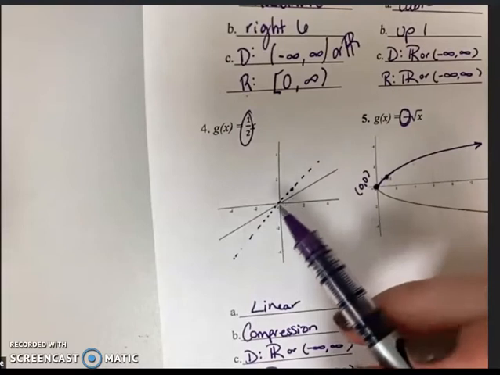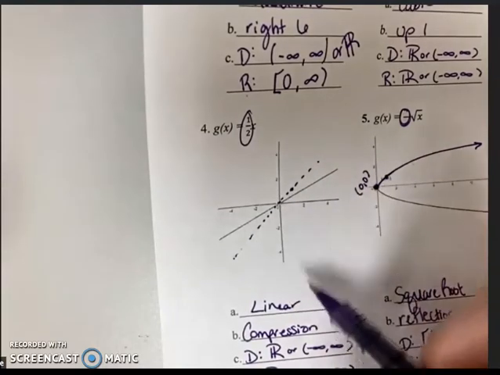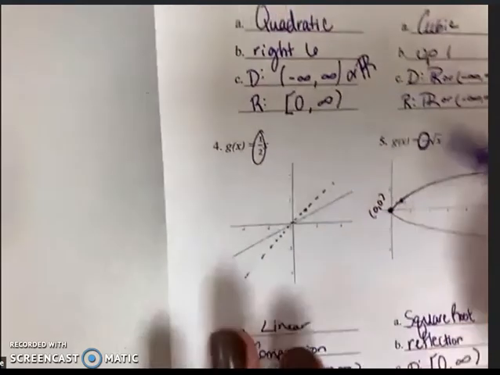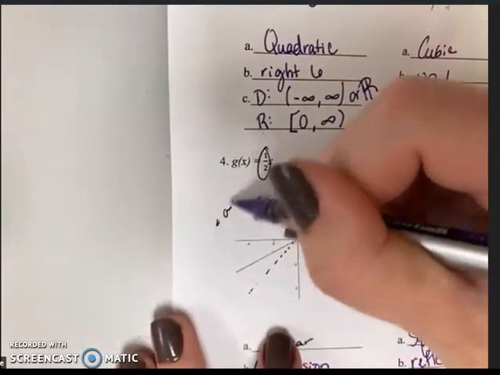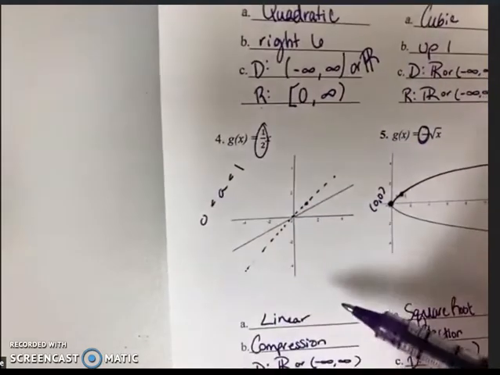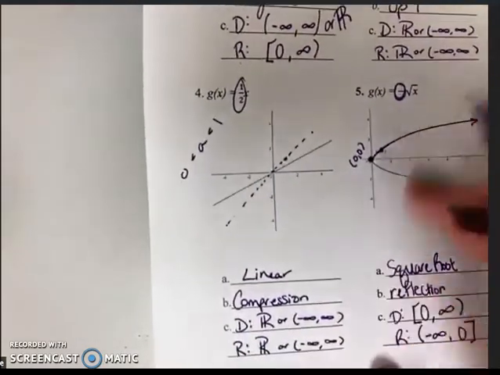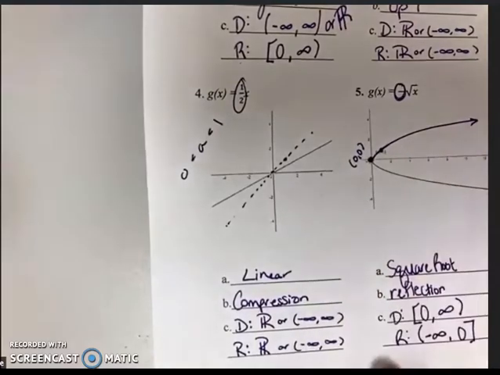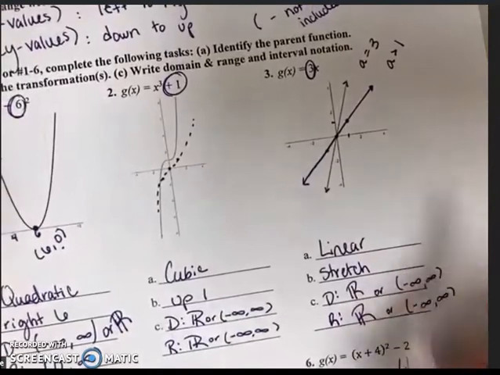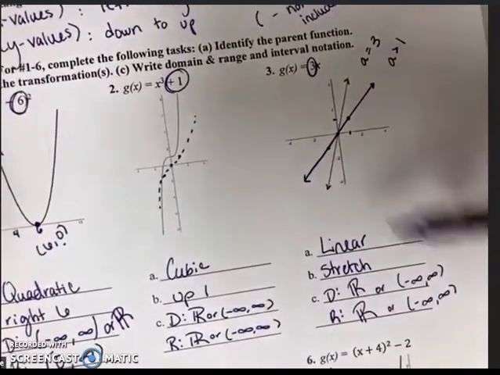Okay? What could have caused this compression is the a value. A is 1/2, and that is between 0 and 1, which remember is what we said would classify it as a compression. Domain and range are all real numbers. Same reasoning as when I did number 3, so rewind and hear that explanation again if you need to, but I'm going to move on.